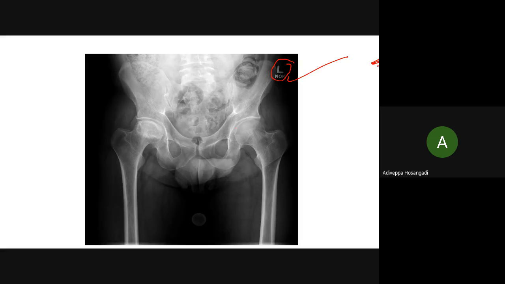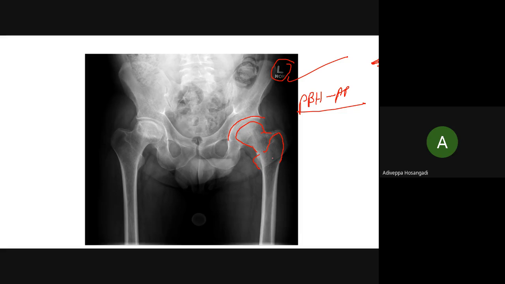With both hips X-ray AP view. Okay, this is pelvis with both hips AP view. Okay, look at this. See what you see. This is the acetabulum. This is the femoral head. Right. This is the neck. This is the lesser trochanter. This is the greater trochanter.